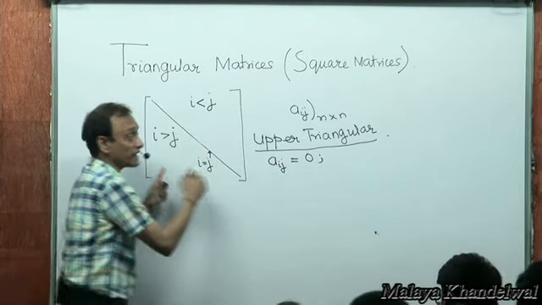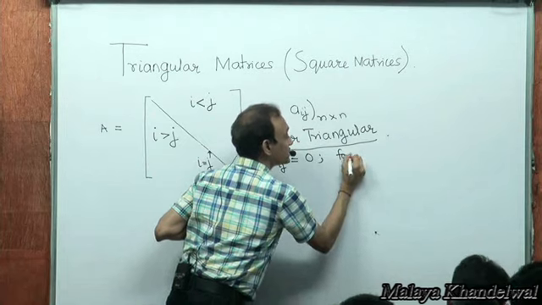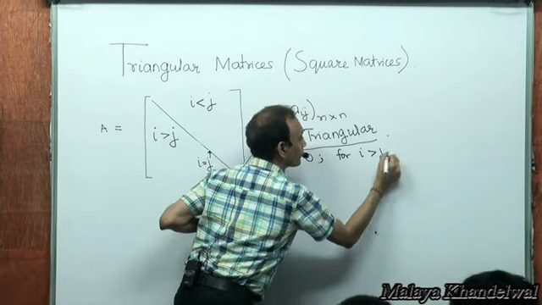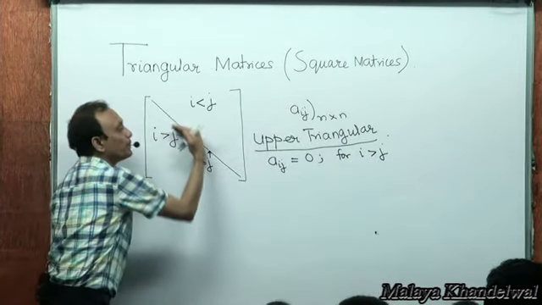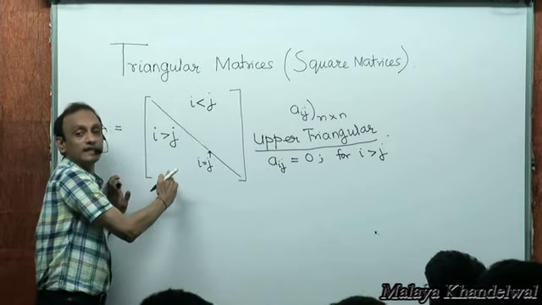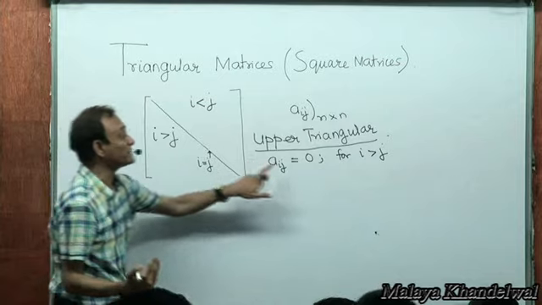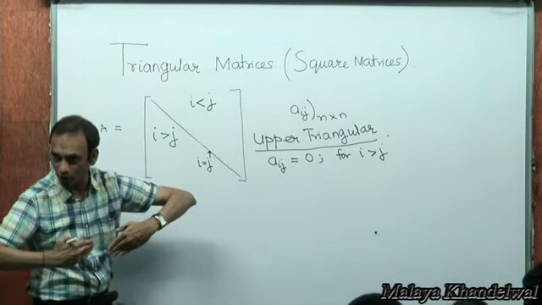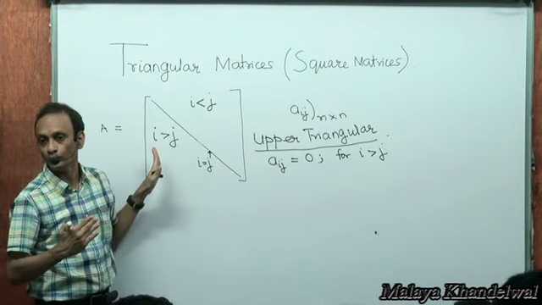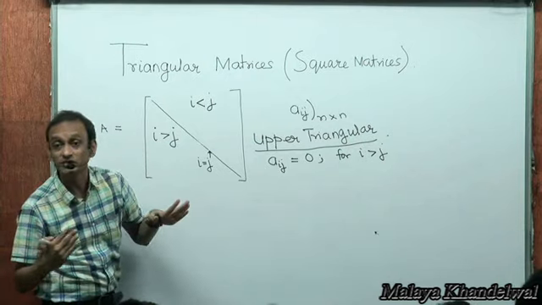That means below the diagonal, for I greater than J. That means all elements below the diagonal will be 0. Above the diagonal may or may not be 0, but below the diagonal, that means for I greater than J, elements below the diagonal, they will be 0. That's an upper triangular matrix.